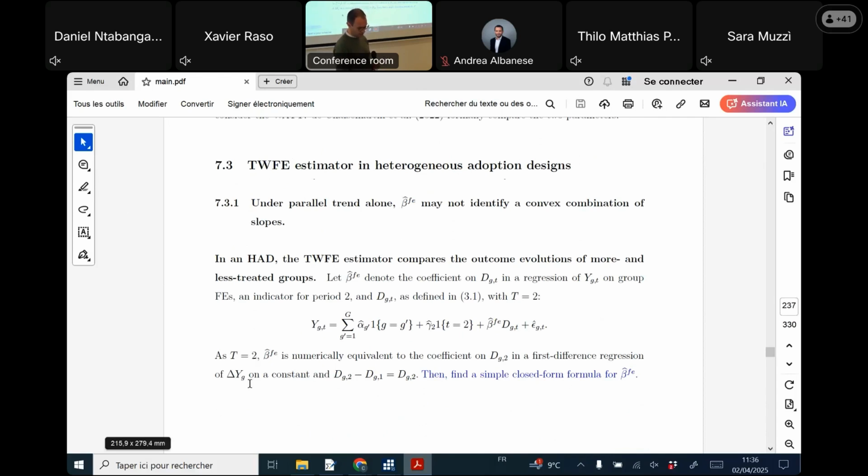And therefore, the beta TFE coefficient is just the regression of the outcome change on a constant and the treatment change, but because everybody is untreated at period 1, we're just regressing delta Y on a constant and the treatment. So then can you find a simple closed form formula for the two-way fixed effects coefficient in that case?